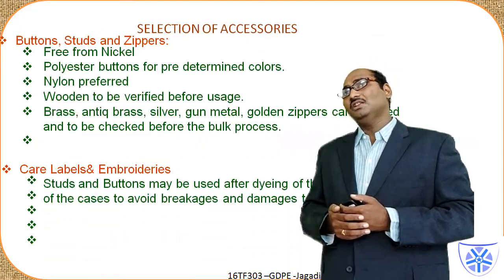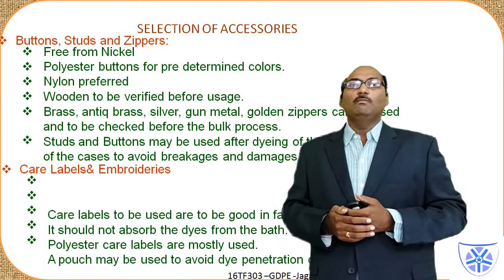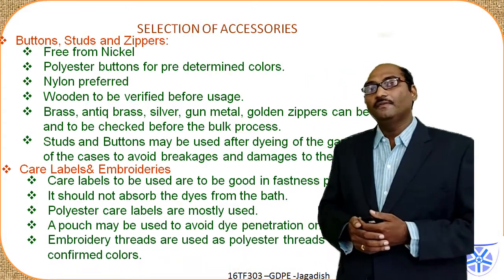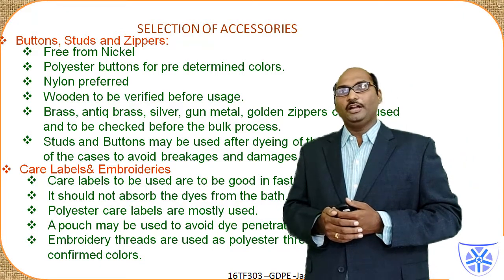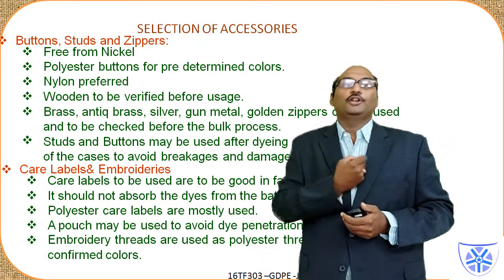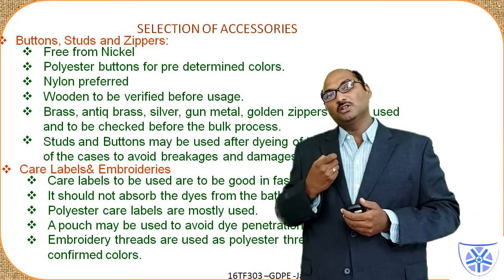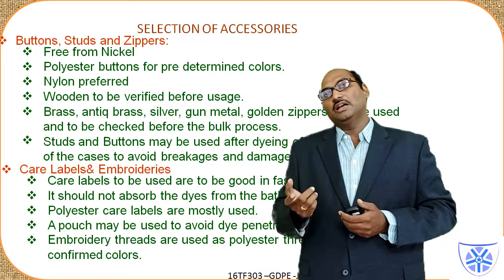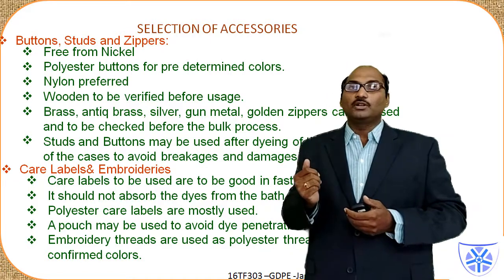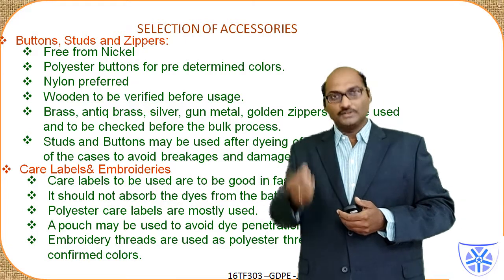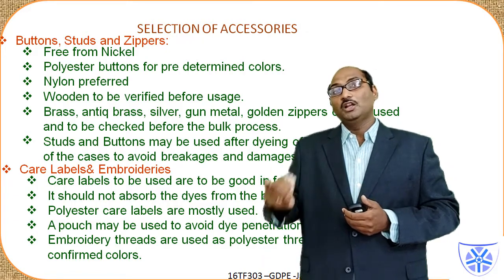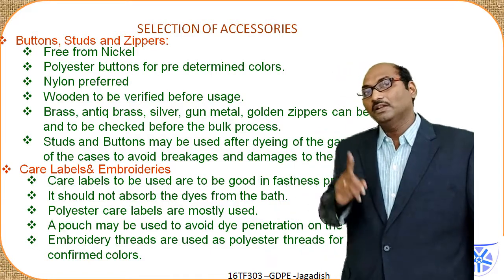Then, in the selection of accessories like buttons, studs, zippers, the metallic components must be free from nickel, and the polyester buttons should be in predetermined colors. So if you are dyeing white to blue, then colored buttons should also be used. Say you are producing 1,000 garments: 200 blue, 200 red, and 600 yellow. These 200 garments should be attached with blue buttons, 200 with red buttons, and 600 with yellow buttons, so that once the dyeing is over, it will be dye to match. We need to take care of this concept.